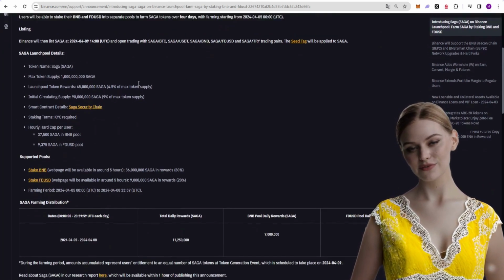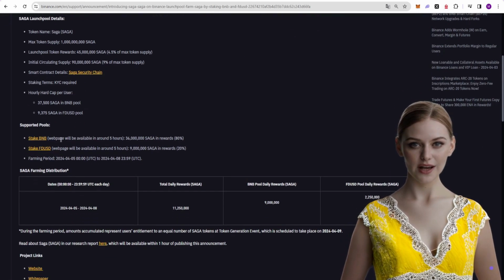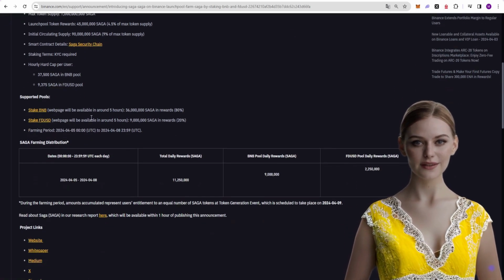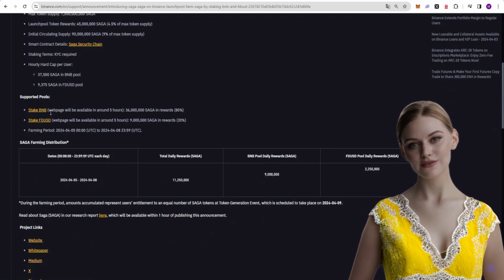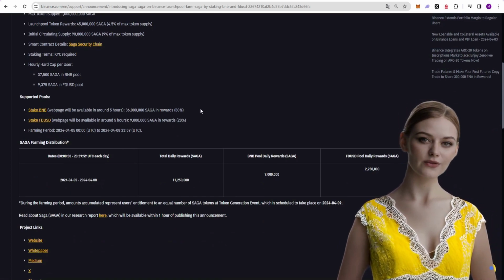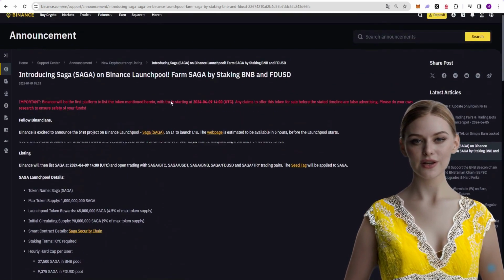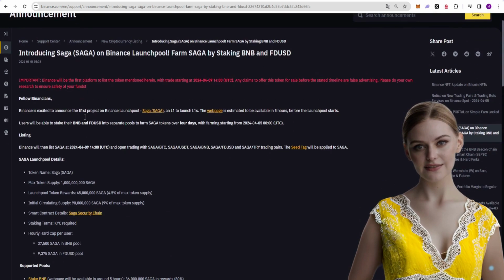There are two different pools you can participate in to receive Saga rewards, the BNB pool and the FDUSD pool. This means you can lock either of these two assets. If you're worried about the price of BNB dropping, you can lock FDUSD. Actually, this isn't exactly locking because you can withdraw your funds at any time.